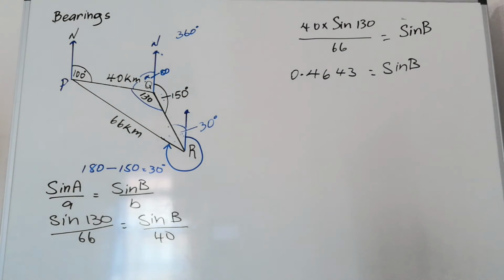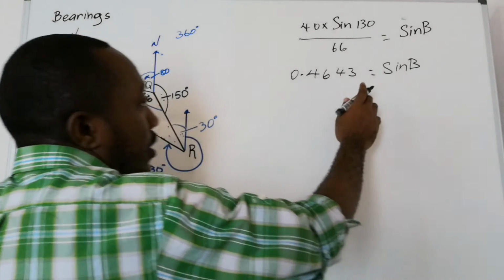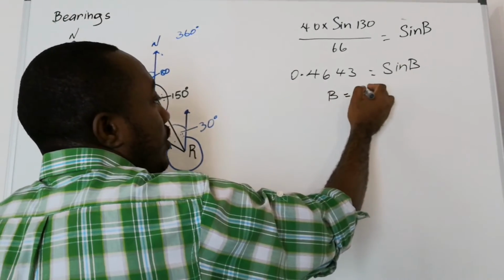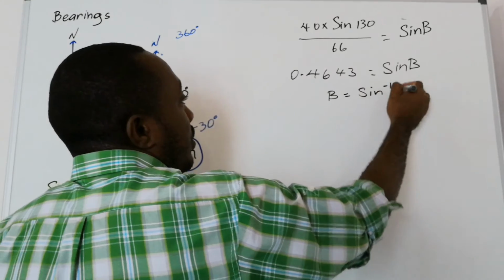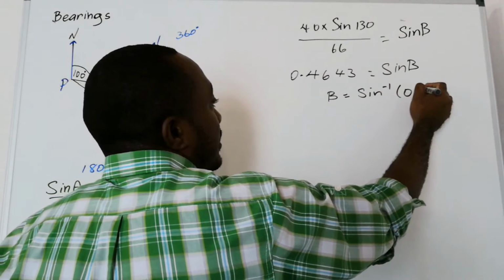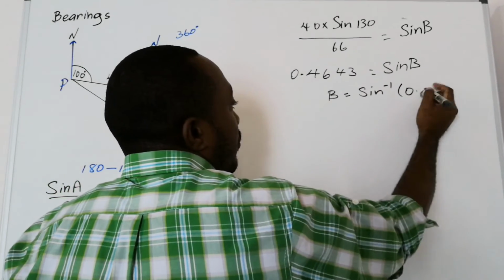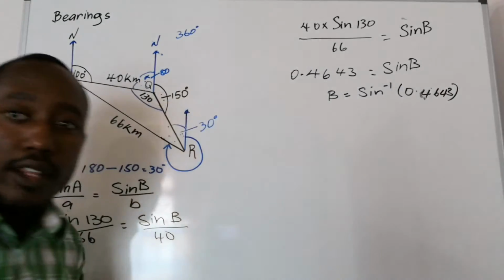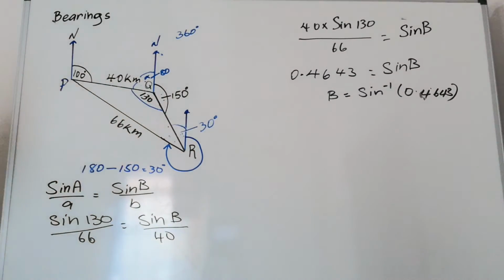So how do we find what the angle B is equal to? The angle B is equal to sine inverse of 0.4643.